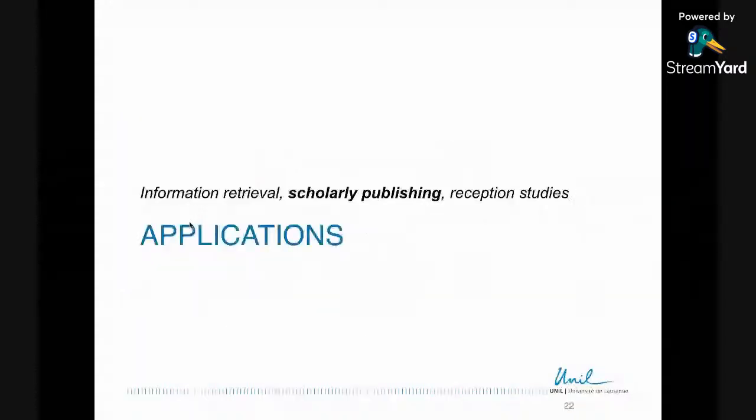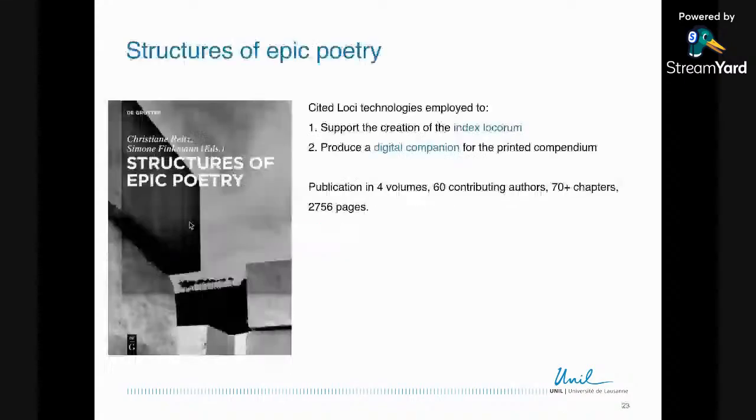If we move to the second application of the cited Loci pipeline, this is in the field of scholarly publishing, and this was the collaboration I mentioned at the beginning, together with the Kreuter. So the pipeline was actually used this time in production, not to index Jstor to create some interface, but actually to create an index locorum. So an index locorum of a real publication that got eventually printed.